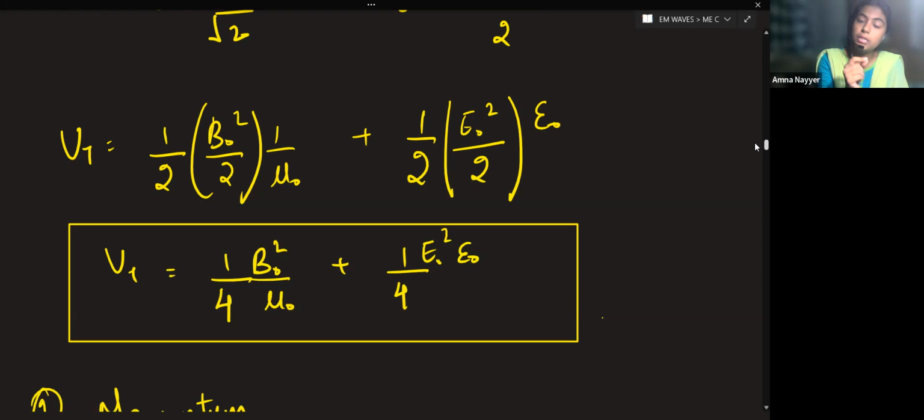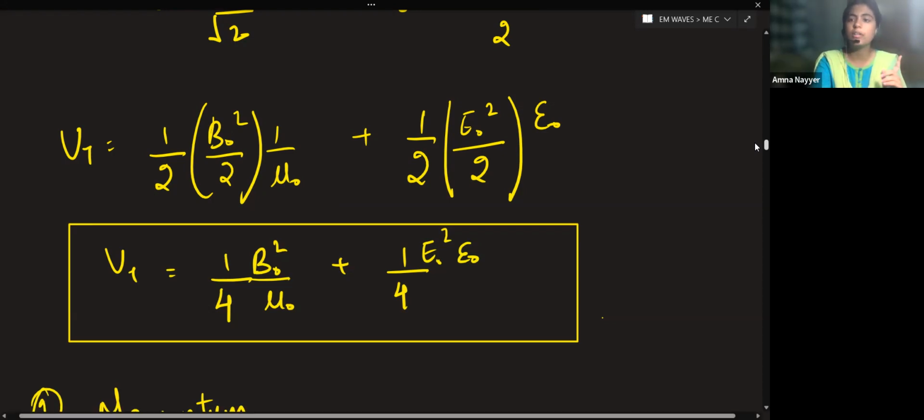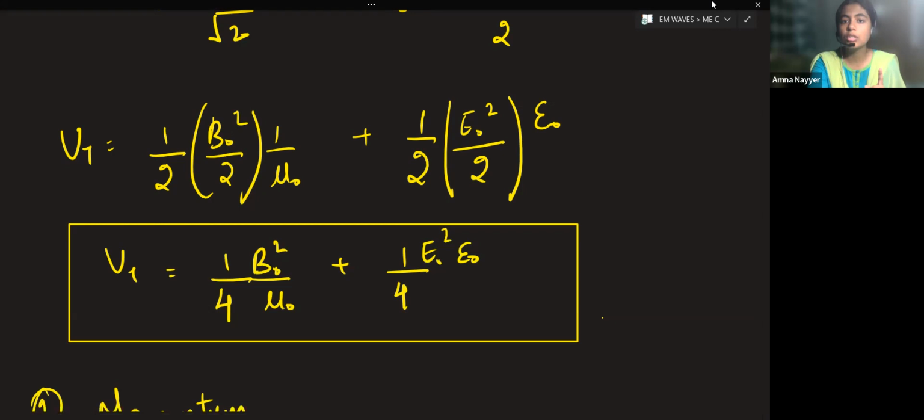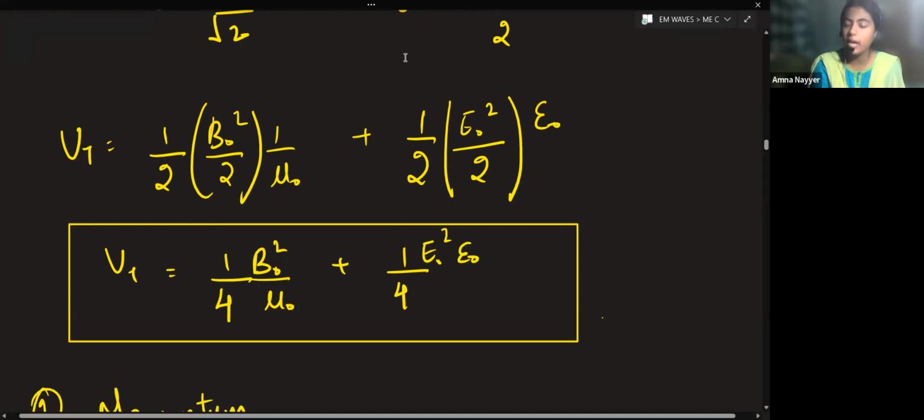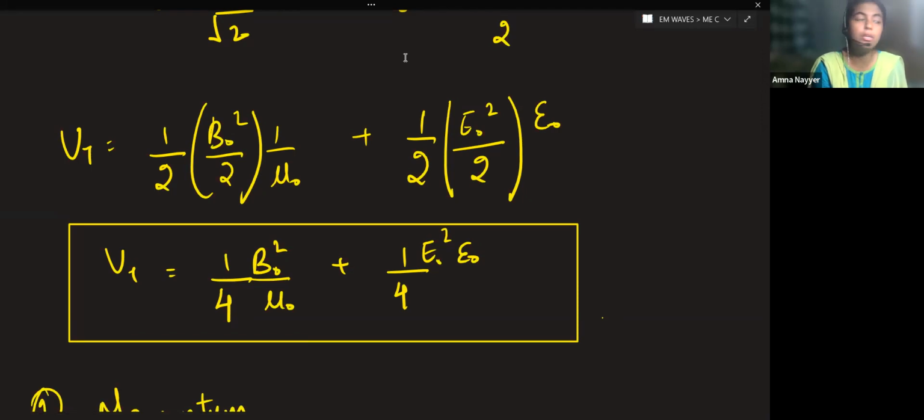So that will be simply B_RMS or E_RMS is equal to what? Peak value divided by root 2. By that, when you square root 2, that will give you 2 only. So this will give you the complete equation as 1 by 4 B naught square divided by mu naught plus 1 by 4 E naught square multiplied by epsilon naught.